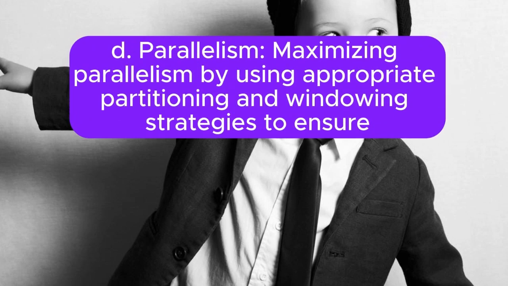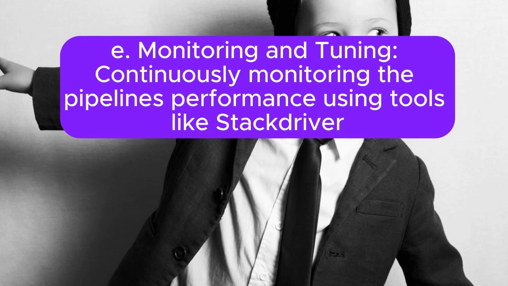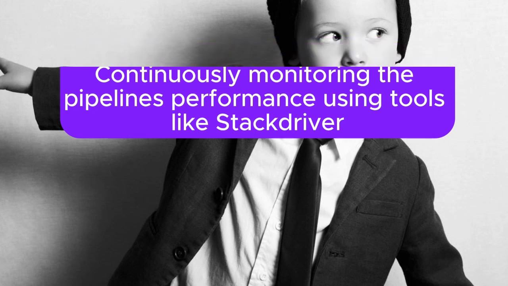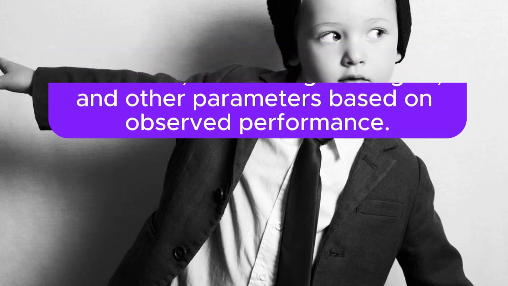d. Parallelism, maximizing parallelism by using appropriate partitioning and windowing strategies to ensure that data is evenly distributed across workers. e. Monitoring and tuning, continuously monitoring the pipeline's performance using tools like Stackdriver, and making adjustments to resource allocation, windowing strategies, and other parameters based on observed performance.